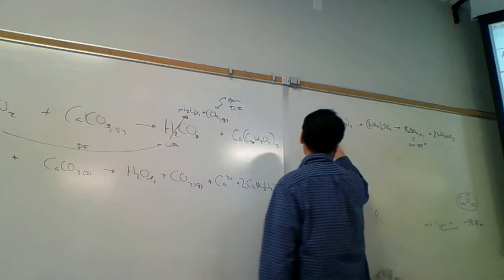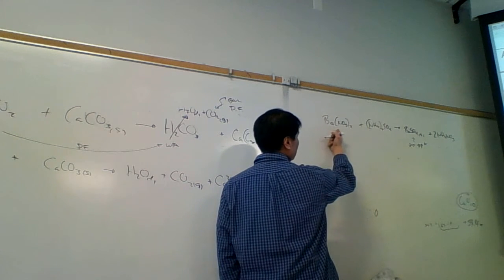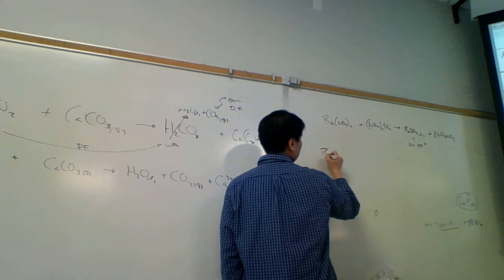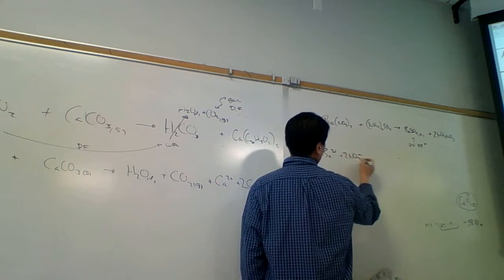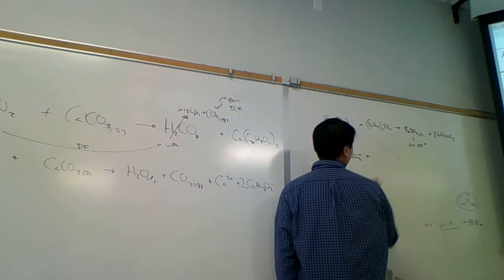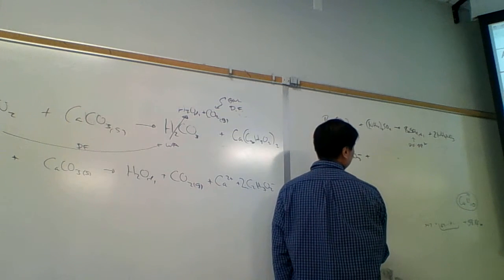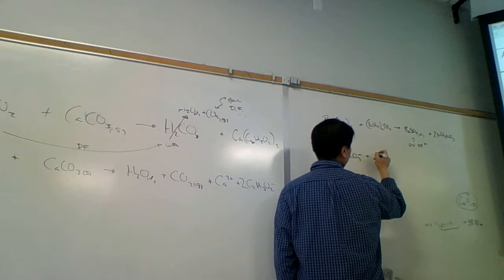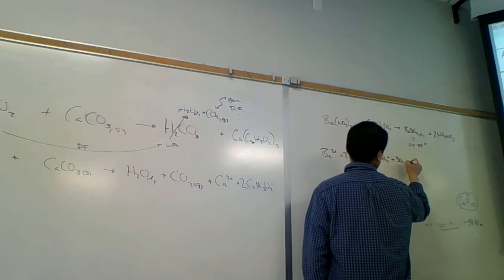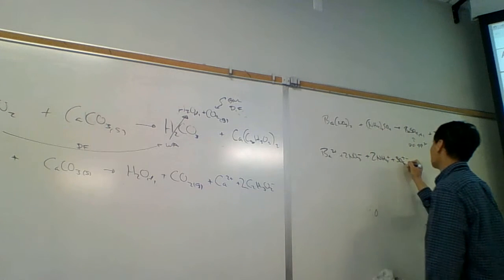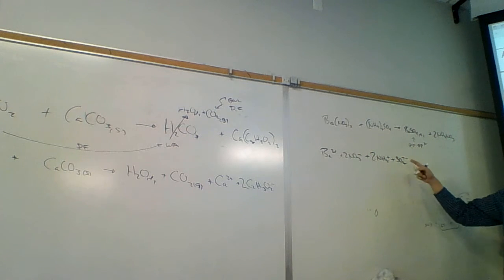Barium nitrate, is it a strong acid? No. Strong base? No. Soluble salt? Yes. All nitrate salts are soluble. So this is barium 2 plus and 2 nitrate. Ammonium sulfate. Strong acid? No. Strong base? No. Soluble salt? Yes. All ammonium salts are soluble. So 2 ammoniums for every sulfate. We've got to make sure we get the charges right. Charges are very important in chemistry.